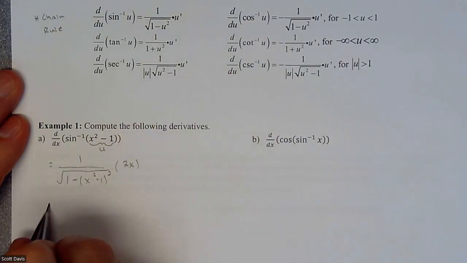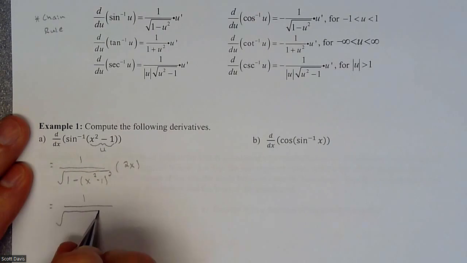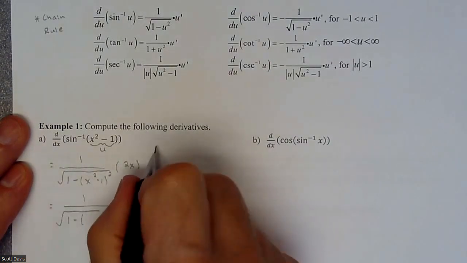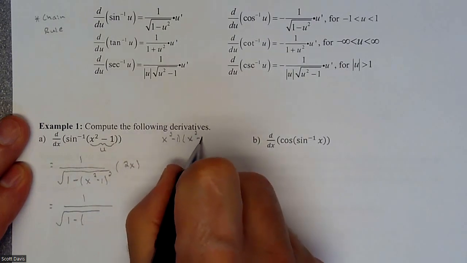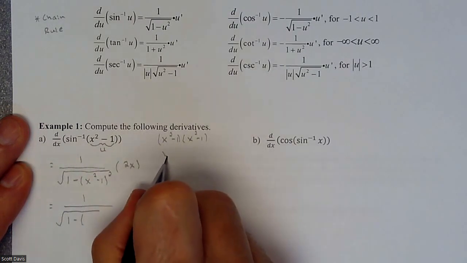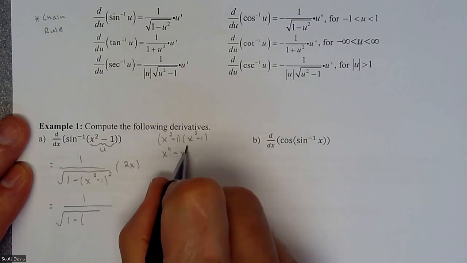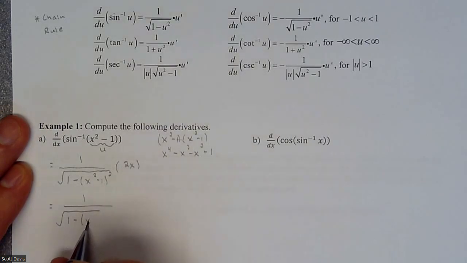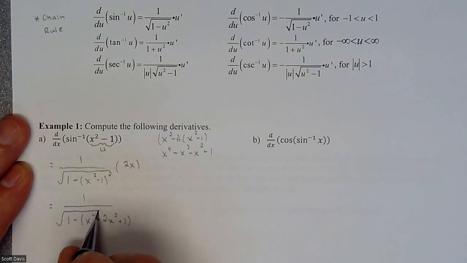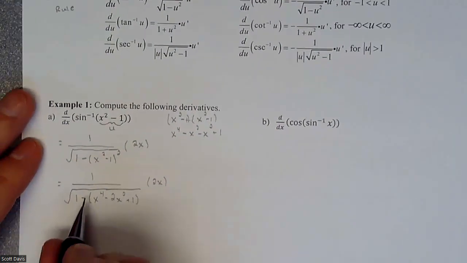All right, so now the algebra part. So we do some simplifying, and we're going to have 1 over square root of 1 minus, I need to multiply that x squared minus 1. I need to square it. So I got to do it twice. So I got x to the 4th, and then minus an x squared minus an x squared plus 1. So when I combine that, I'm going to get an x to the 4th minus a 2x squared plus 1, and then times 2x.